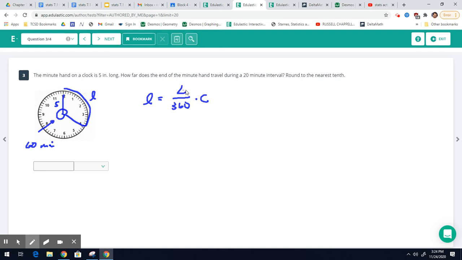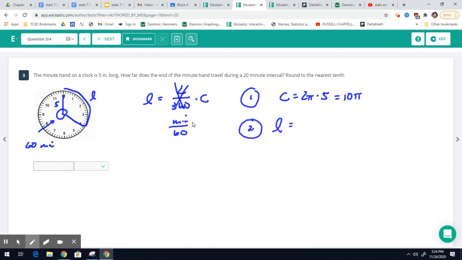So instead of thinking angle out of 360, I'm going to say, what's the minutes out of 60 minutes? Okay? So if that makes sense to you. Again, first thing I'll do is find the circumference. The circumference of this clock is 2 pi r. Your minute hand acts as the radius r, so that's 5. So your circumference is 10 pi. And then we'll plug that into the formula.